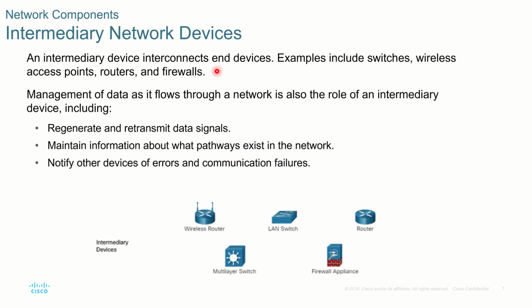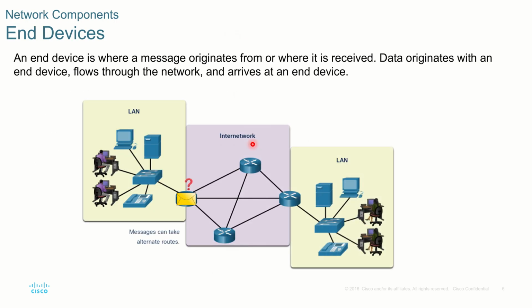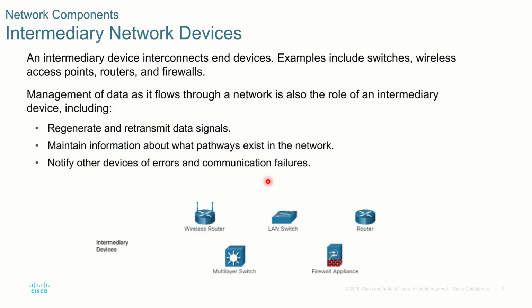An intermediary network device is a device that interconnects end devices. If we look into this diagram, the end devices in the LAN are the servers, the PC and the IP phone. But along the way, when you want to deliver a message from one LAN to the other LAN, you need to go through the intermediary network device, which is the device that interconnects end devices.